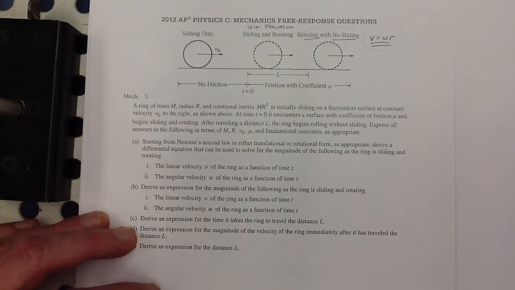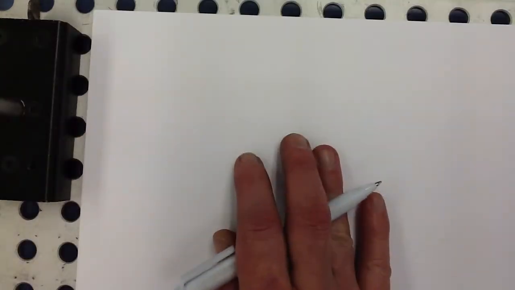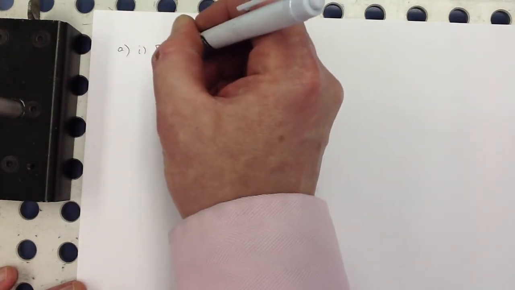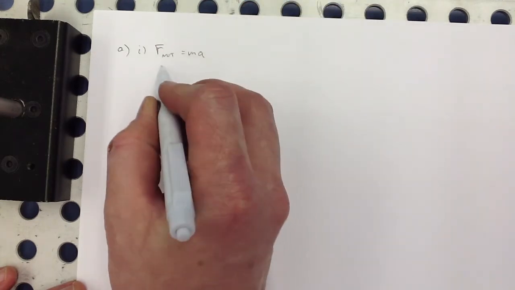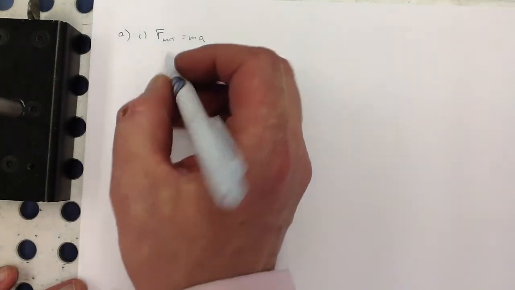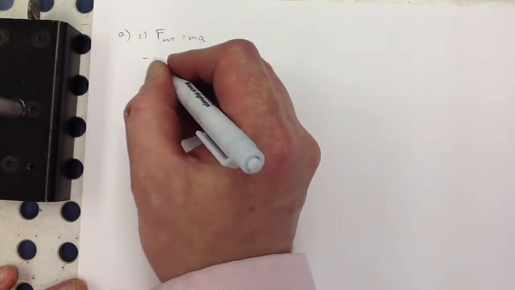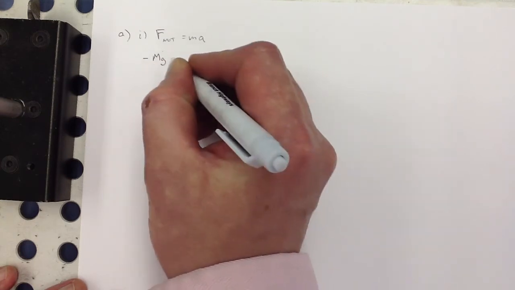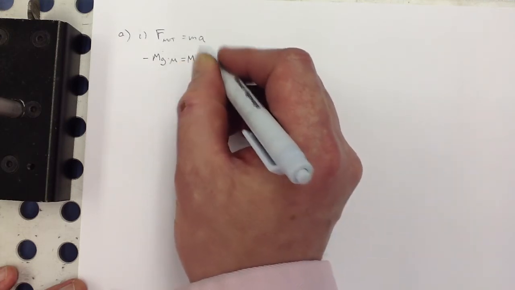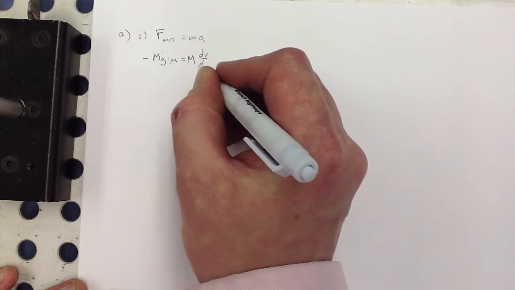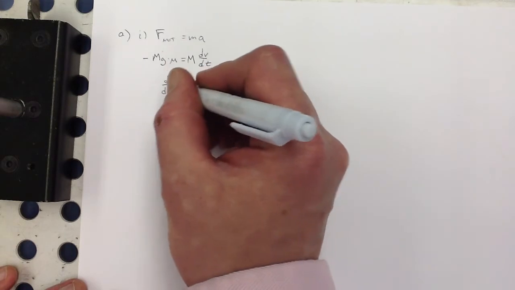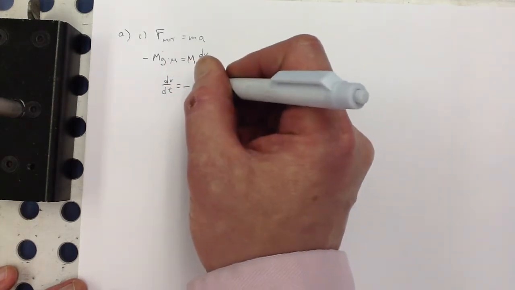All right. Part A, they want us to write a couple of differential equations. Part A, 1, using net force equals mass times acceleration. The only force acting on this is the frictional force, which is in the opposite direction of motion. So that would be negative normal force times the coefficient of friction. That's equal to mass times acceleration, and they want a differential equation for v, so I'll replace that with dv/dt. The m's cancel out, and I get dv/dt is equal to negative mu g.